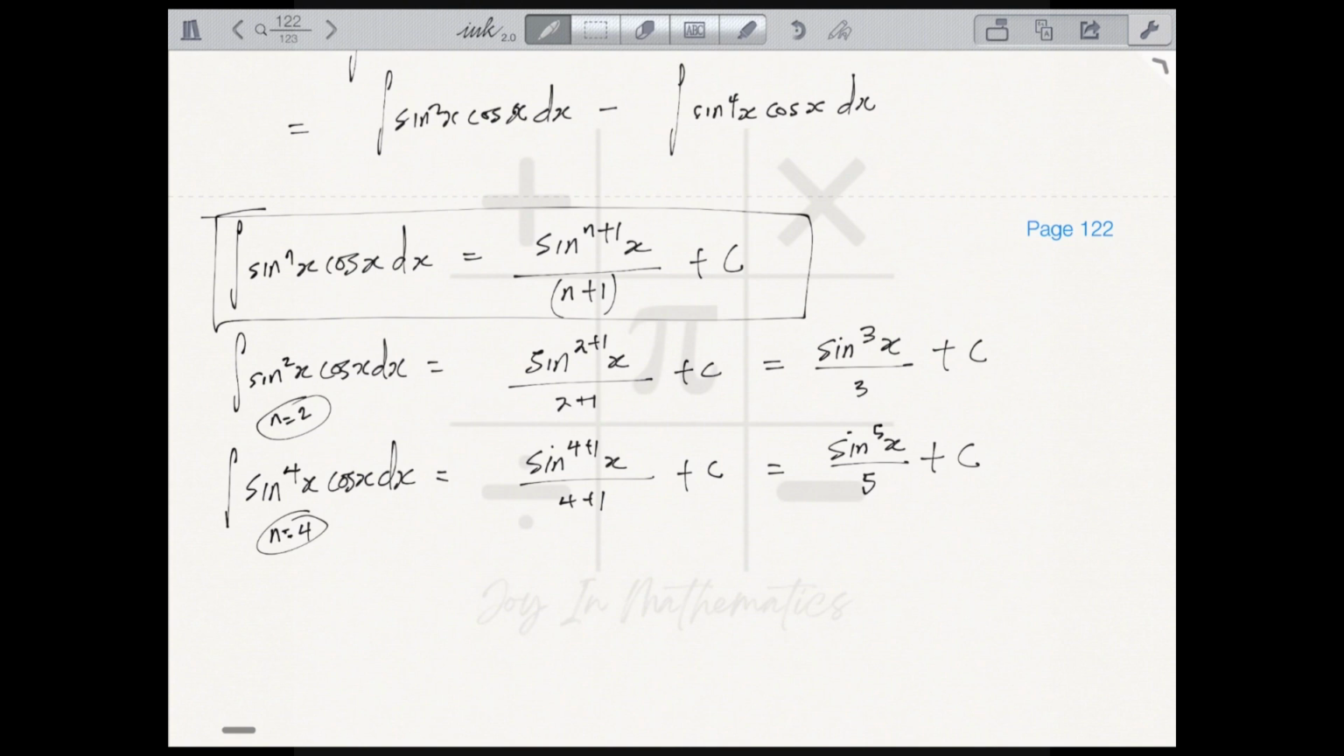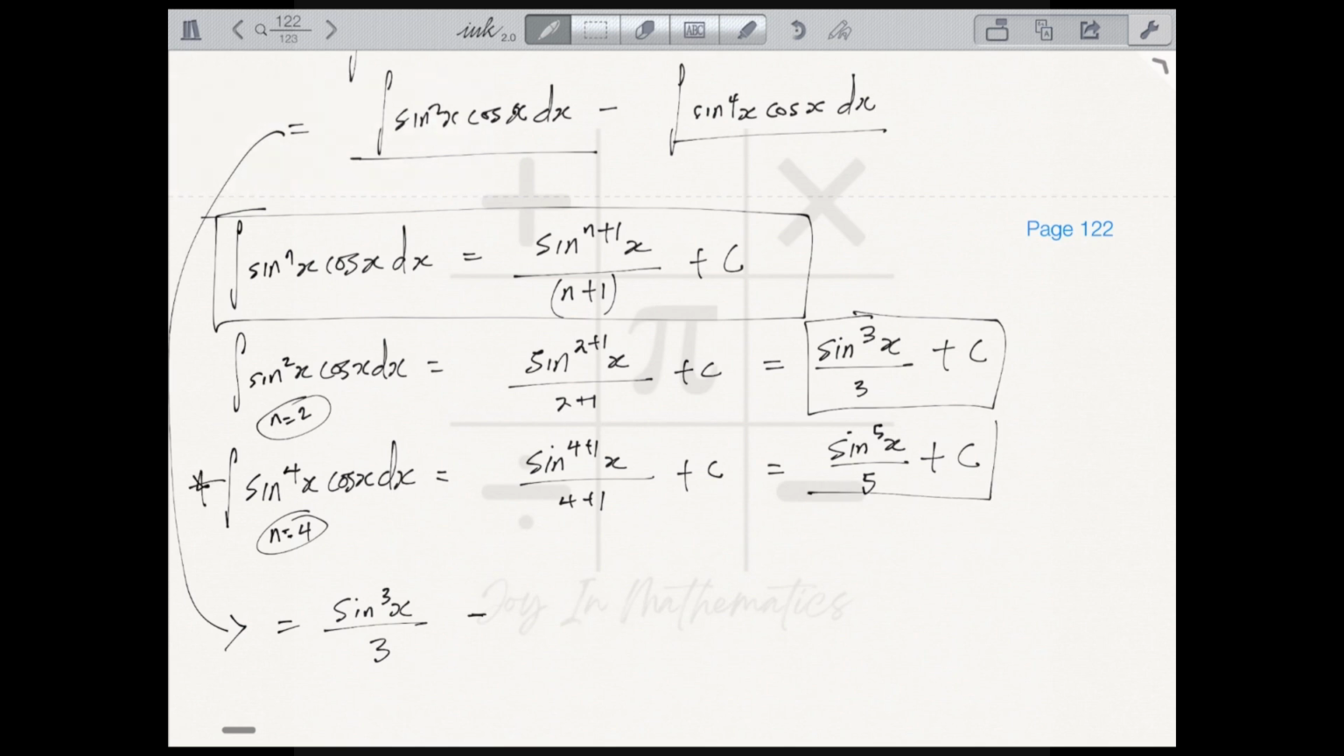Now we can further simplify this by substituting our answers, because we know that integrating sine square x cos x dx will give us sine raised to power 3 x over 3 plus c. So this will give us sine raised to power 3 x over 3 minus integrating sine 4 x cos x dx, which we solved here, will give us sine raised to power 5 x over 5 plus c.